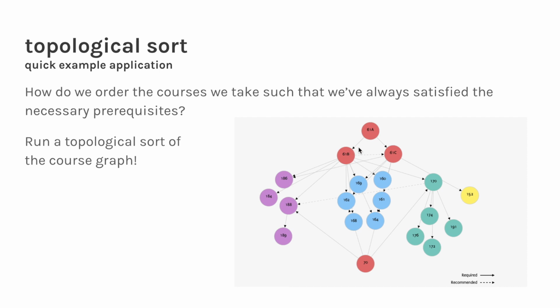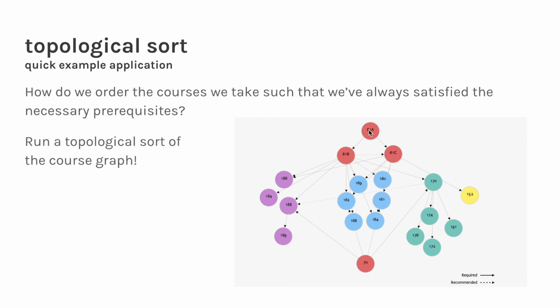So you can see for 61B, we needed 61A. For 186, we needed 61B and 61C. So how do we order all the courses we take such that we've always satisfied the necessary prerequisites? Say I want to take all the courses at Berkeley, and I need to take them in order such that I've satisfied the prerequisites by the time I'm taking the course. Well, if I have this graph, you can just run a topological sort.